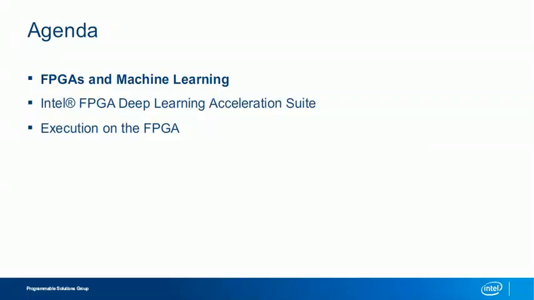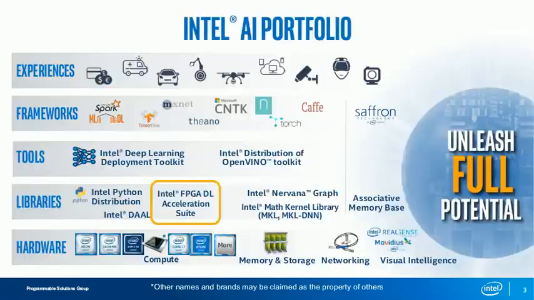Here's the agenda for this training. We'll first discuss how FPGAs can fit in the machine learning solution overall. Then we'll look at the Intel FPGA DLA Suite contents, and lastly, we'll explore in detail how neural network inference tasks are accelerated on the FPGA and how the FPGA can be customized for performance.